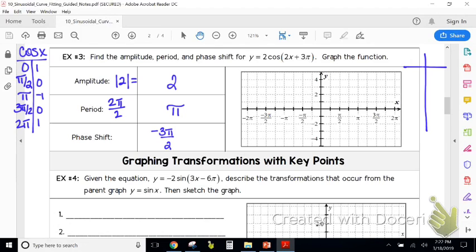And now we got to make our new table. So looking at this right here, what are we going to do to our x's? You have to move in negative 3. Okay, so we're going to subtract 3 pi and then? And then you have to divide by 2. Good, divide by 2. What are we going to do to our y's? You've got to multiply by 2. Very good.